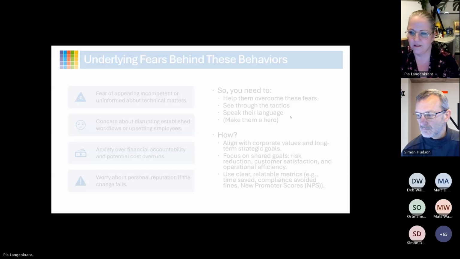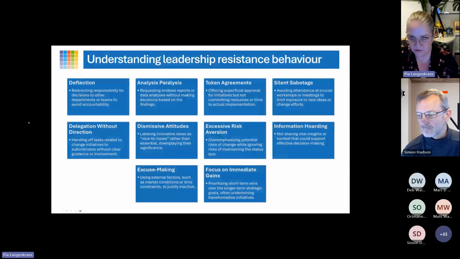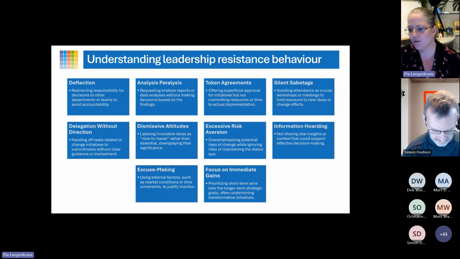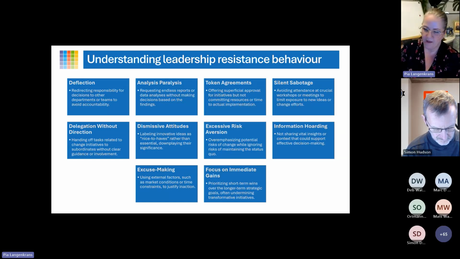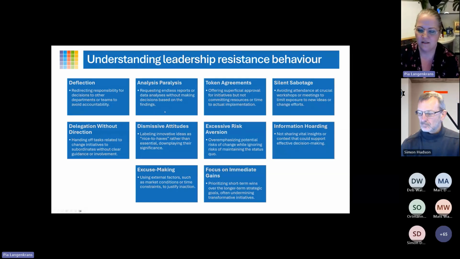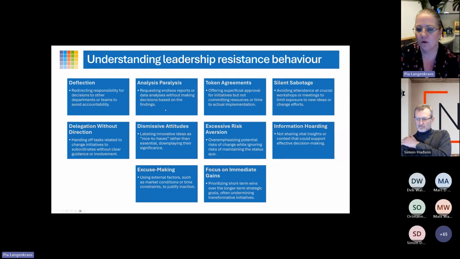And I also want to open the Pandora's box of the tactics. What is resistance from managers? Deflection. They say, this is not my table, this is not my decision to take. Analysis paralysis. They just want more and more information, summarized and sent again. And then when they have another meeting, they can't move because they're stuck, because they don't understand.